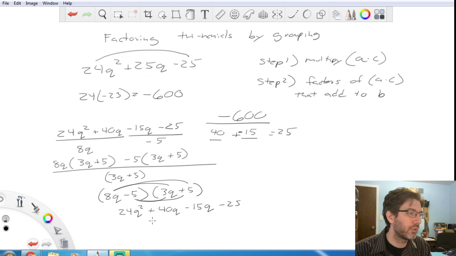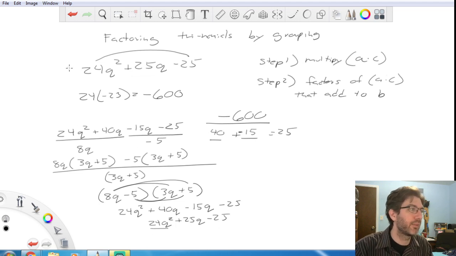And when you add those up, you get 24q squared plus 25q minus 25. And 24q plus 25q, yep, that's the same thing as up here. So this here is your answer. It works out.